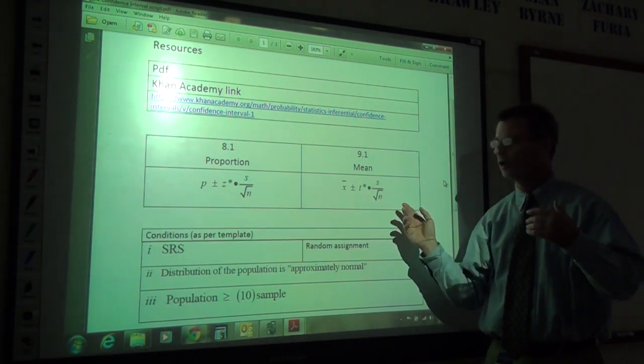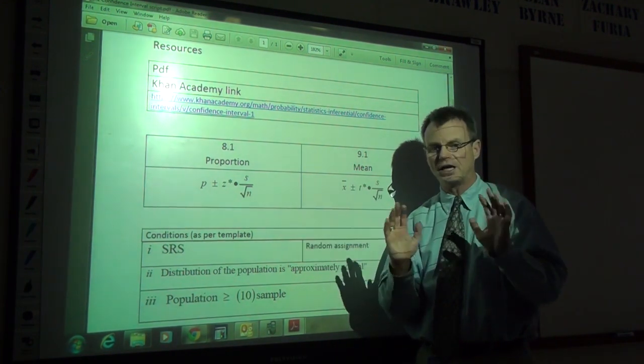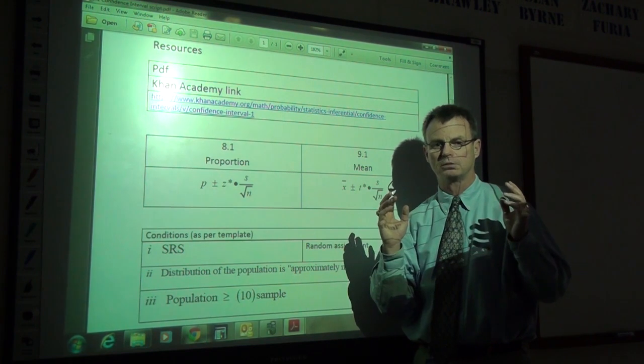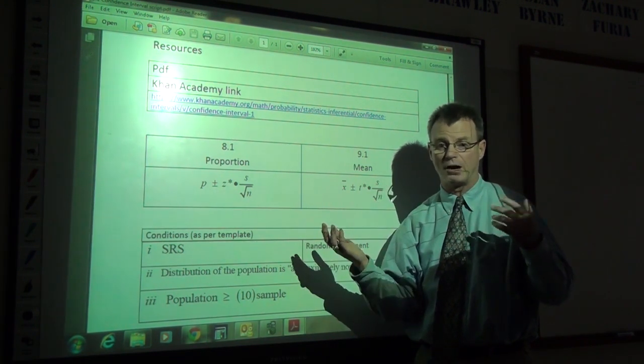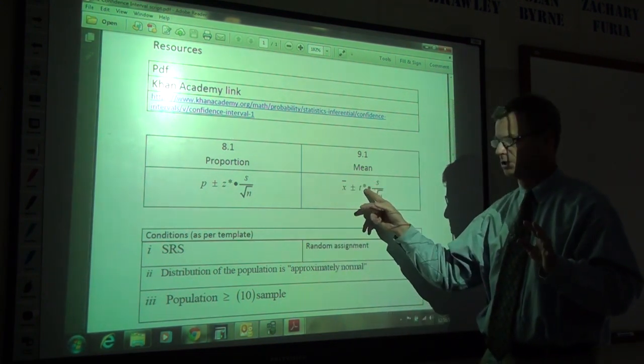Now, you really would use z for both if and only if you knew the population spread, and that's very rare that you would know that. So when in doubt, when you see mean, use t-scores.